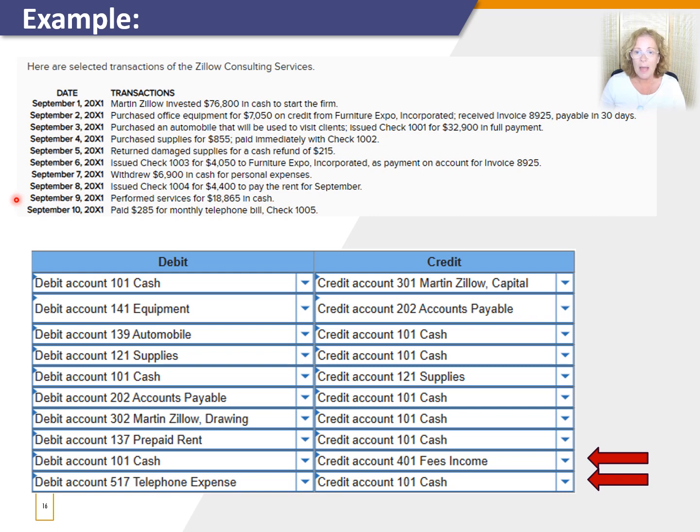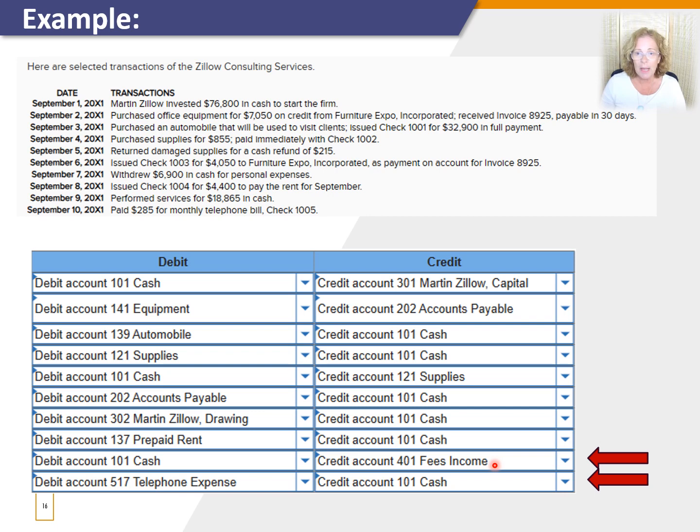On September 9th, the company performed services for $18,865 in cash. The company now has more cash. Cash is an asset, and assets increase with debits and decrease with credits. Therefore, we have to debit cash. The company also now has additional revenue. Revenue increases with credits, which means that we have to now credit fees income.